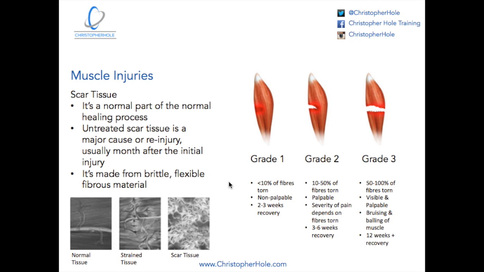So to start off with, you've got the different types of muscle injury. You've got a grade 1, grade 2, and a grade 3. So a grade 1 muscle fiber injury, you can see here, is less than 10% of the fibers are torn. It's non-palpable, which means you can't feel a great deal. With regards to recovery, it's 2 to 3 weeks. Now that non-palpable doesn't mean you can't feel anything at all, but there's not a great deal of pain there.